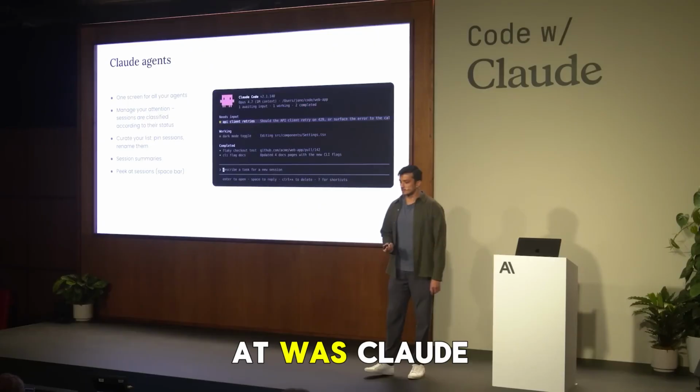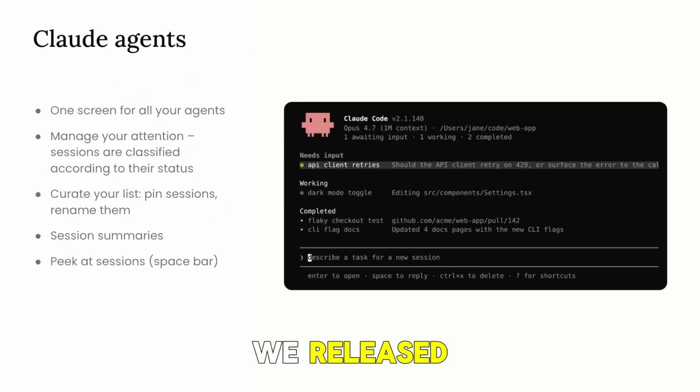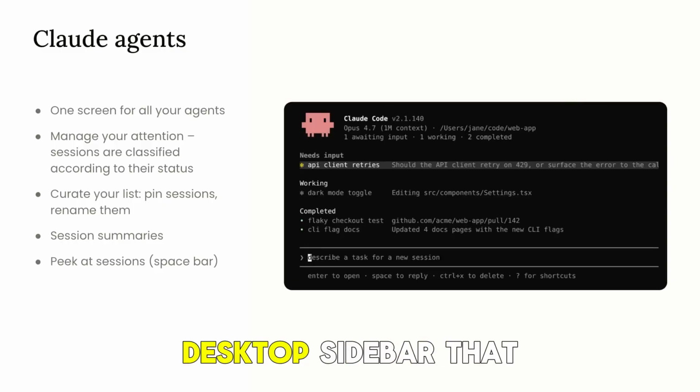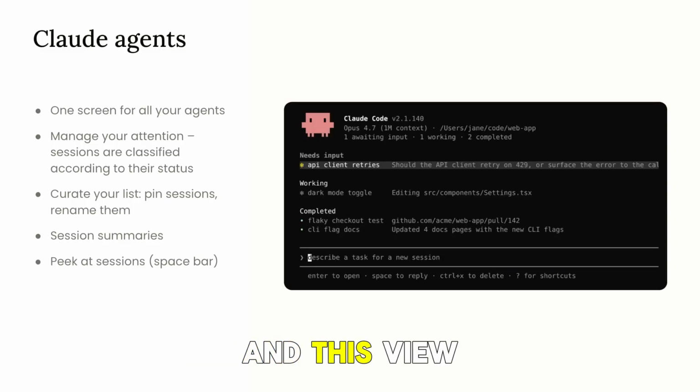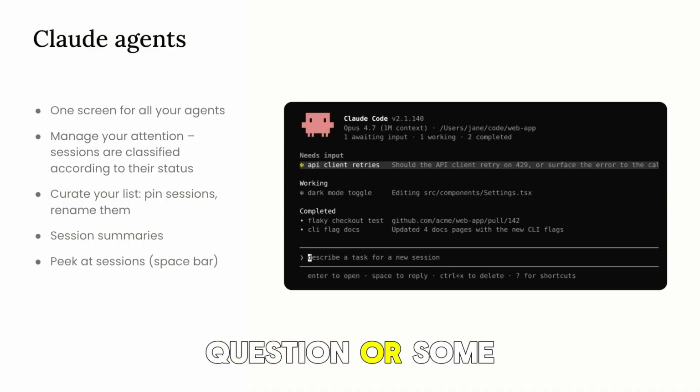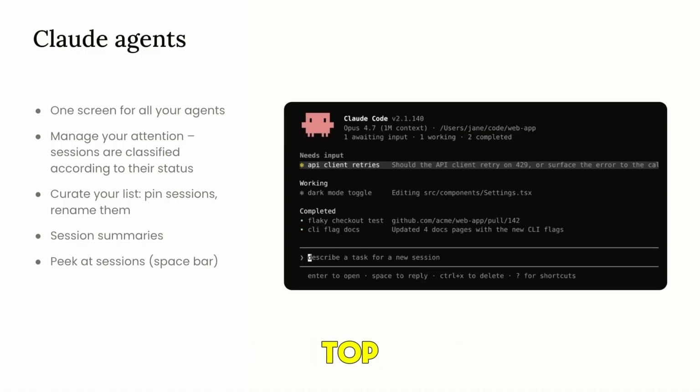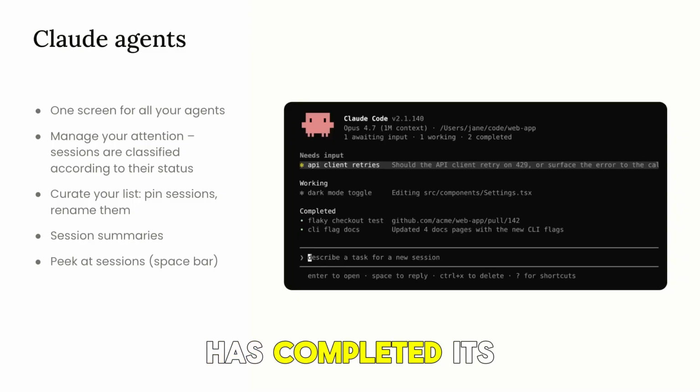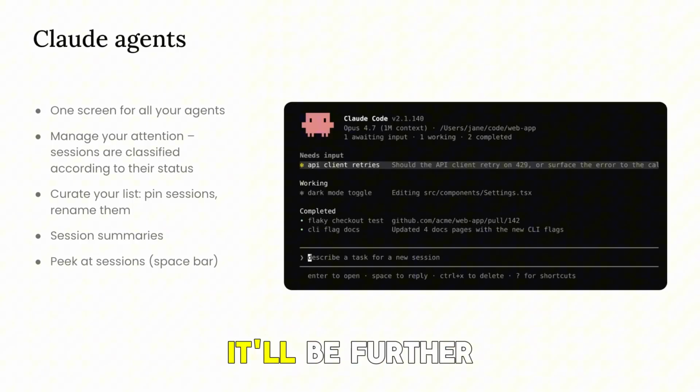And what we arrived at was Claude agents. This is a feature that we released, I think, a week ago, maybe a little bit more than a week. And the way you access it is just say claude agents instead of claude. And it opens up this view, which is very similar to the desktop sidebar that we saw before. And this view lists all your sessions that are running on your local computer. It also sorts them by the degree of attention that they require. So if a session needs your immediate attention, if it's blocked on, let's say, a permission prompt or a question or some input that it needs from you, it'll show up right at the top. If a session is running or has completed its desired success state, it'll be further down.